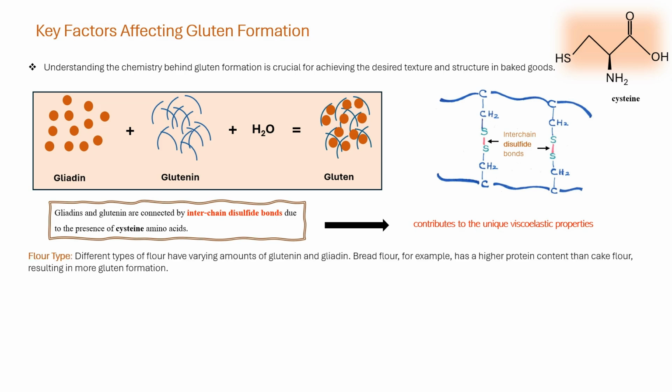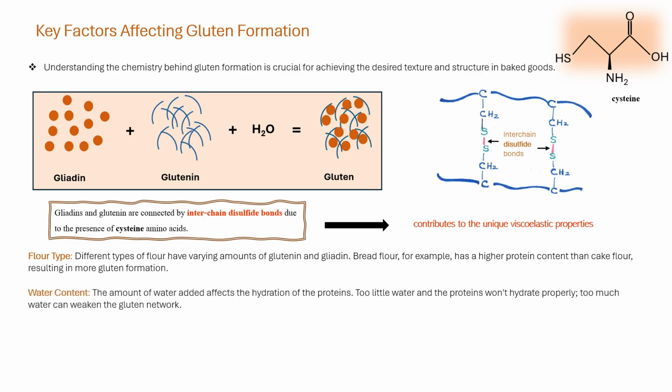Key factors affecting gluten formation. Flour type. Different types of flour have varying amounts of glutenin and gliadin. For example, bread flour has a higher protein content than cake flour, resulting in more gluten formation. Water content. The amount of water added affects the hydration of these two proteins. Too little water and the proteins won't hydrate properly. If we add too much water, it can weaken the gluten network.